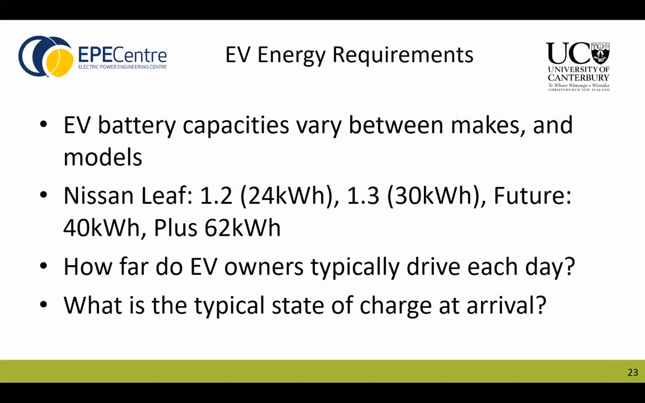And finally, what are the energy requirements for EV charging? EV battery capacities vary between makes and models. I believe, although I could be wrong, there are two capacities available within this Leaf at present, which are 24 and 30 kilowatt hours, and that future capacities of 40 and 62 kilowatt hours are expected. The question is, how far are EVs typically driven each day, and thus what would be typical values for the arrival state of charge when EVs arrive home each night?